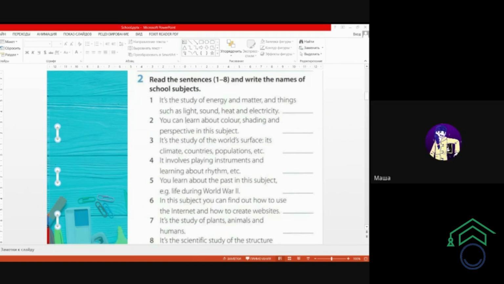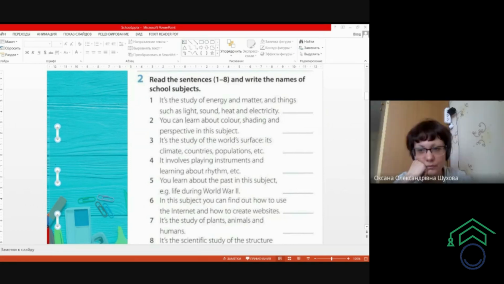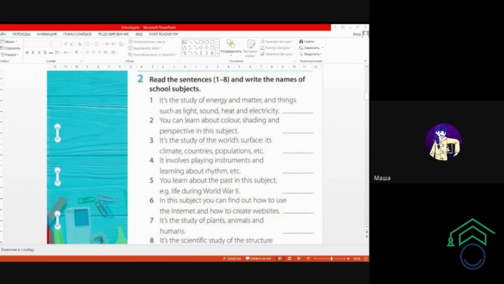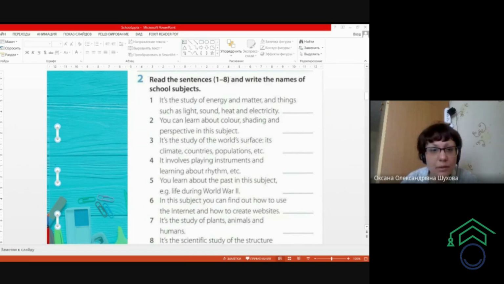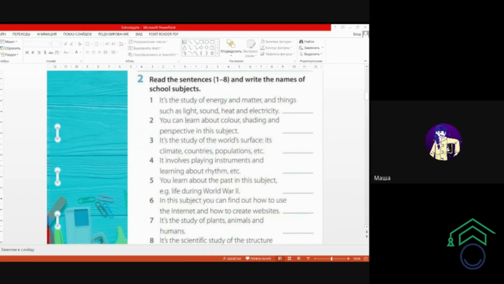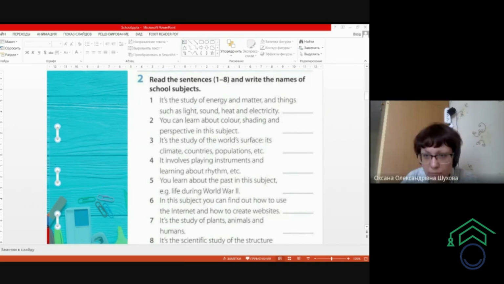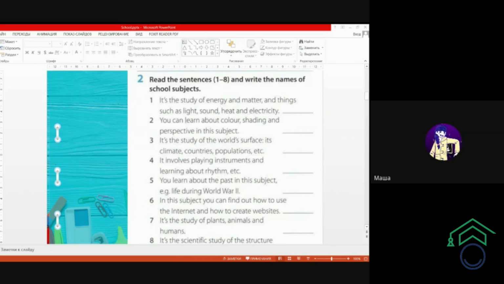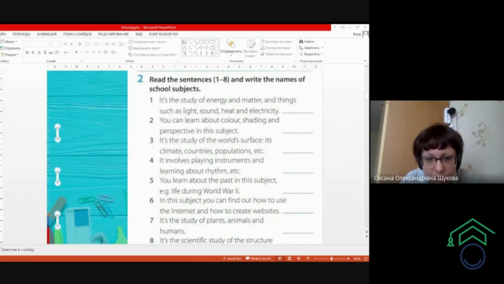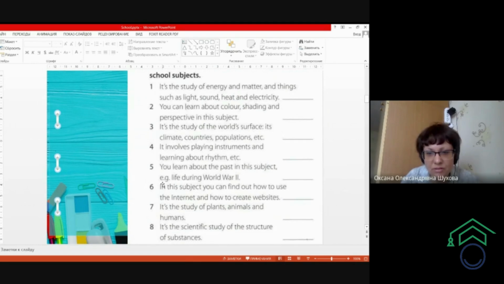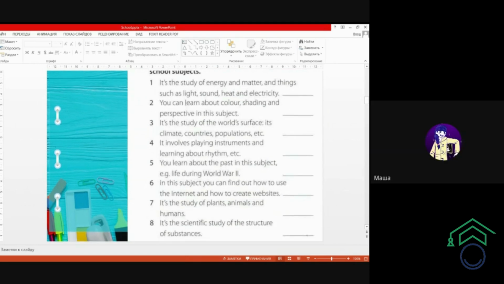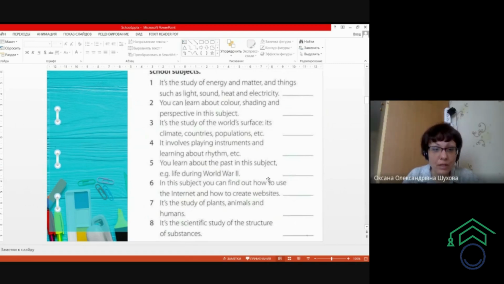Okay. In this subject, you can find out how to use the internet and how to create websites, IT. Good. Okay. It's a study of plants, animals, and humans, biology. Okay, the last one. It's a scientific study of the structure. Structure of what? You can't see, right? Just a moment, I will scroll it down. Of substances. Oh, okay. Chemistry? Okay, you're absolutely right. Thank you very much. Okay, so now we pass to reading tasks.